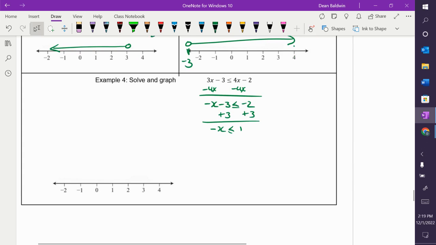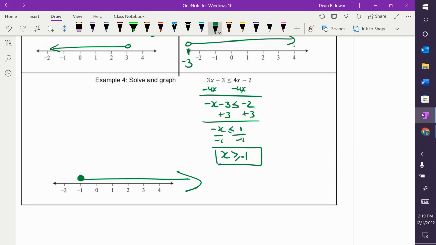It's only when you multiply or divide. And so what's my final step? Divide by -1 or multiply by -1, whatever you want to do. But as soon as you divide by a negative, you have to remember to flip it. So it's x is greater than or equal to -1. A solid circle going to the right.